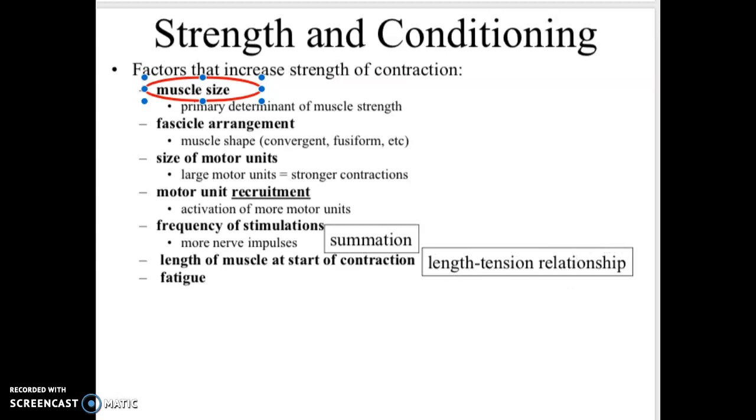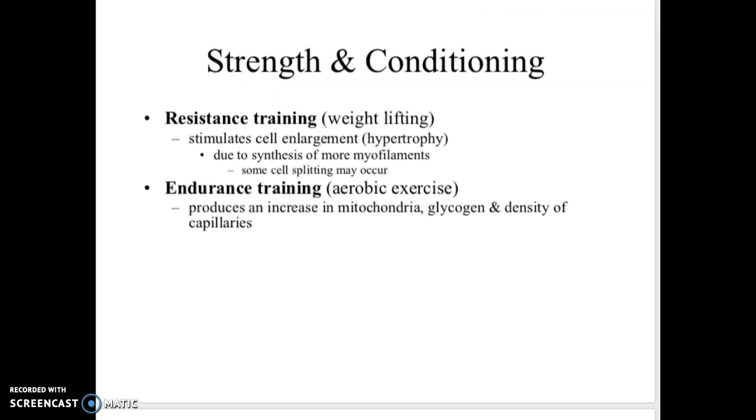There are two most common types of strength and conditioning training. There's resistance training, which is doing weight lifts in the gym. And there's endurance training, which is like running, biking, swimming, doing lots of aerobic work. With resistance training, the goal is to enlarge the cells. We call this hypertrophy. The actual cells are increasing in size, and some of them might split, but for the most part, this is just an increase in cell size.